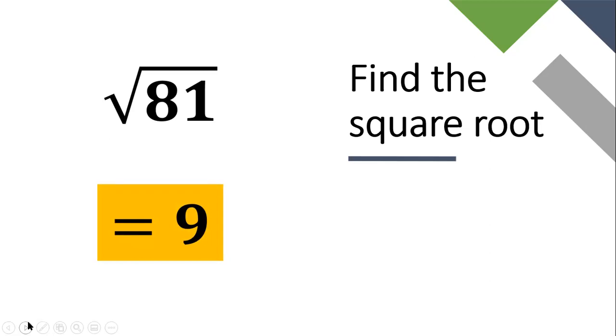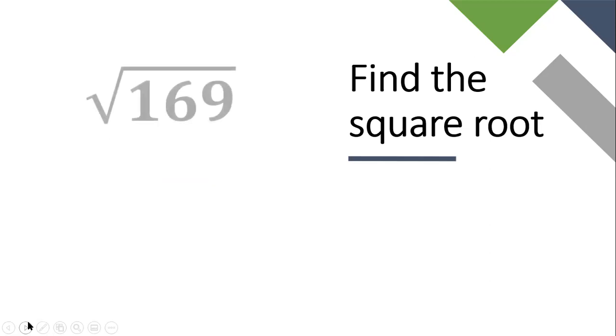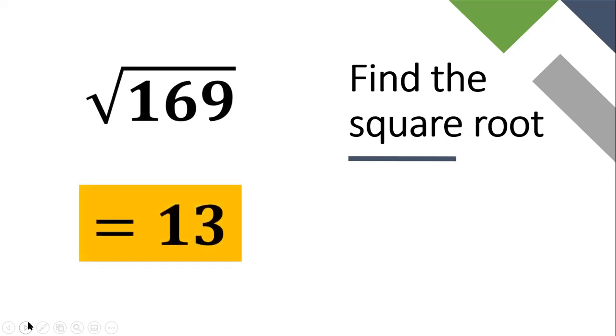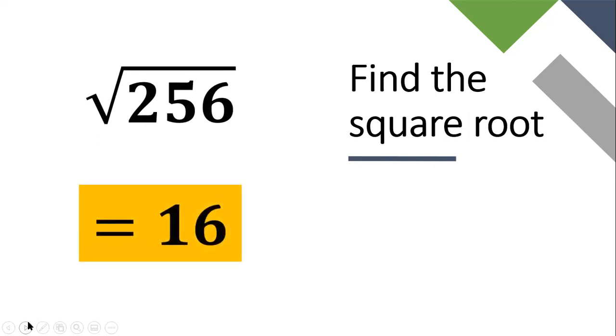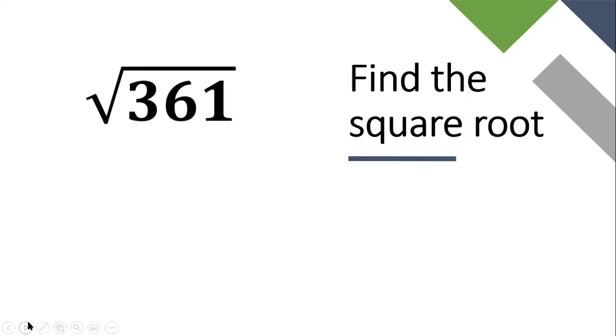I hope you're doing it right. Next, square root of 169. 5, 4, 3, 2, and 1. The answer is 13. Next one, square root of 256. 5, 4, 3, 2, and 1. The answer is 16. And the last one, square root of 361. 5, 4, 3, 2, and 1.